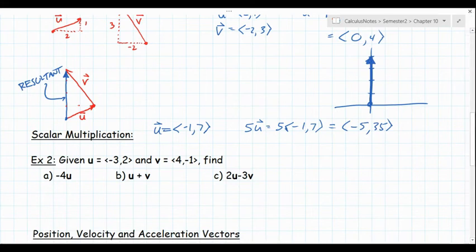So again, that's a vector that is 5 times longer than the original vector and points in the same direction. Okay? Unless you multiply by a negative number, like if I multiply by negative 2, then I get a vector that is twice as long and points in the opposite direction. So that would be positive 2, negative 14. So that's a vector that is twice as long and points in the opposite direction of vector u.